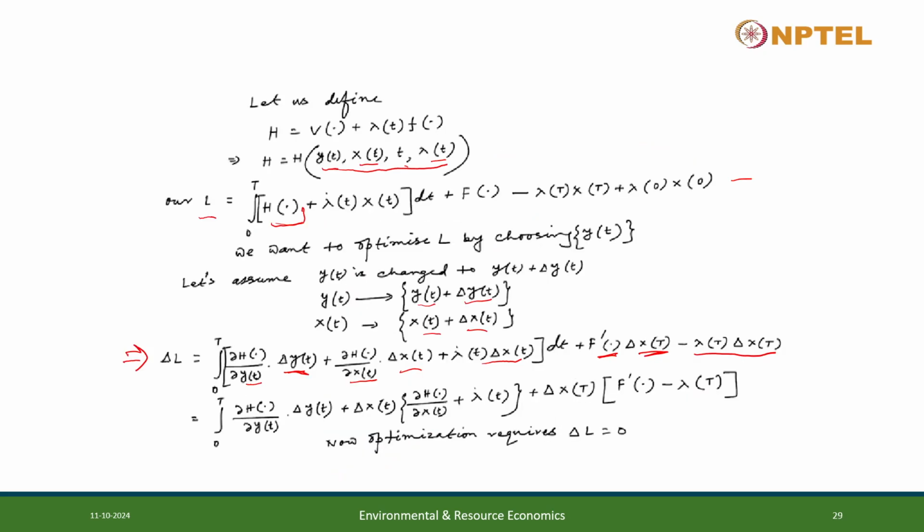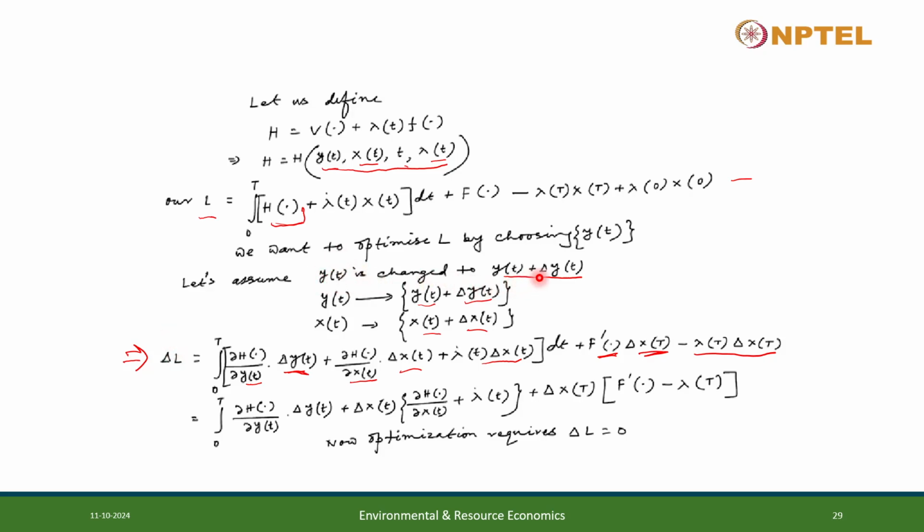After that, this Lagrangian function, our objective is to maximize the benefit, right? So to maximize the benefit, we differentiate the Lagrangian function with respect to the decision variable and equate it to 0. Our decision variable is rate of extraction y of t. So now let's say that y of t is changed to y of t plus delta y of t, then x of t, the stock, will also be impacted, let's say by delta x. If your rate of extraction is changed, then your stock will also be impacted.